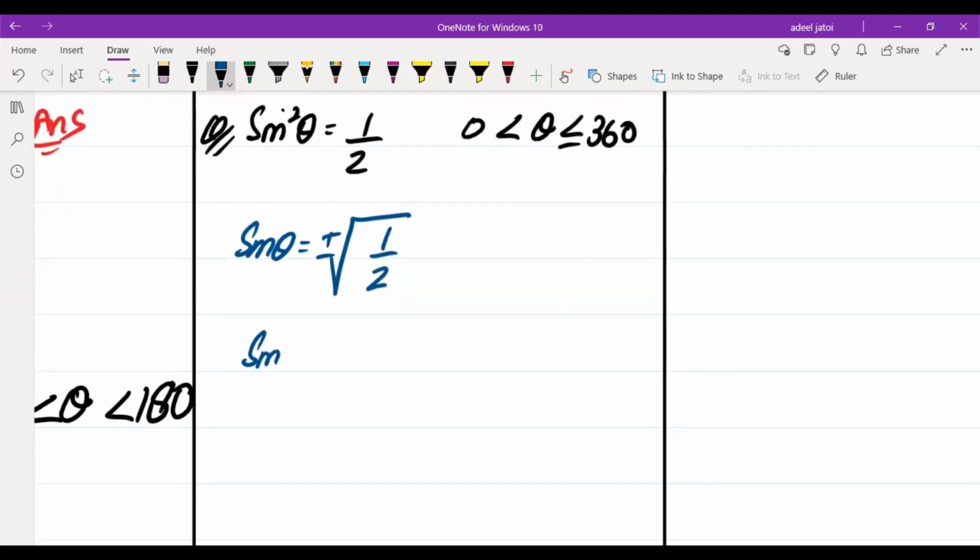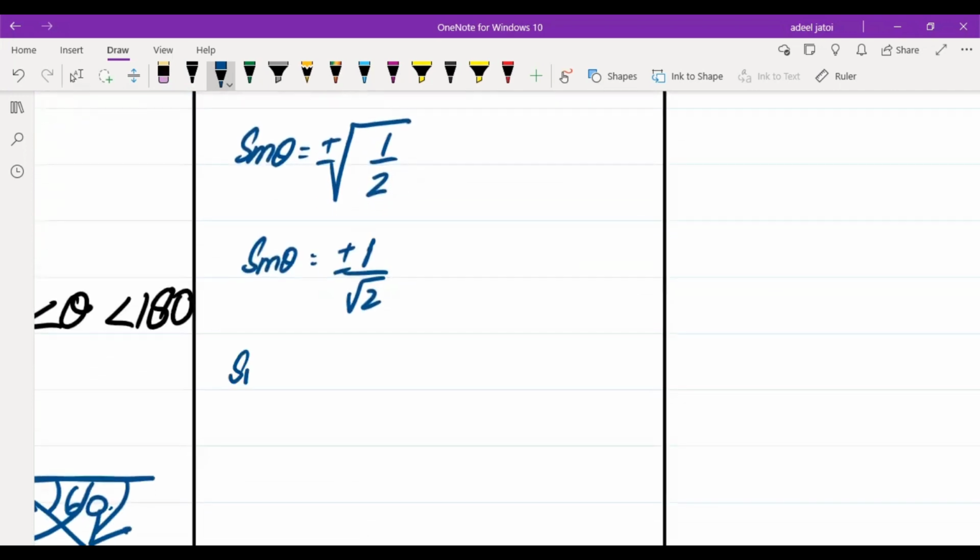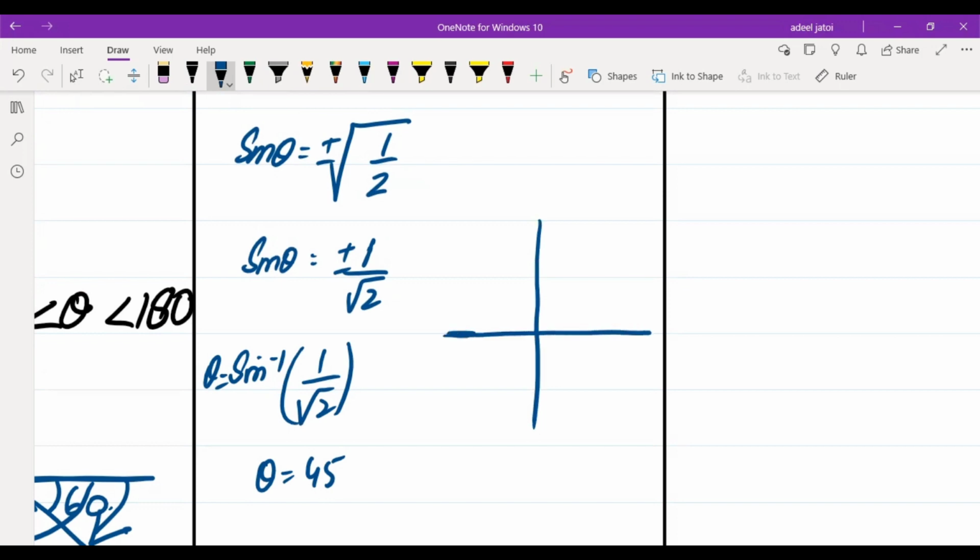We will end up having sine theta is equal to plus minus 1 upon under root 2. Considering that, theta will be sine inverse 1 upon under root 2. So theta is 45. Since we had plus minus, we'll give the quadrant first, second, third, and fourth: 45, 45, 45, and 45.